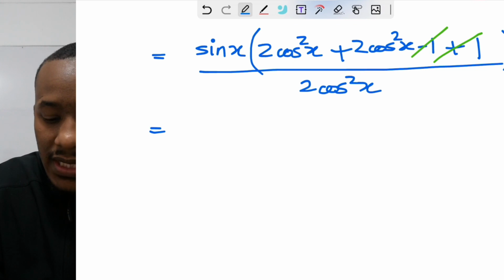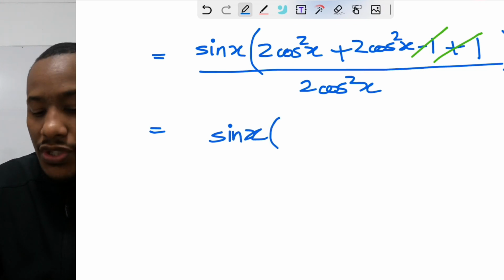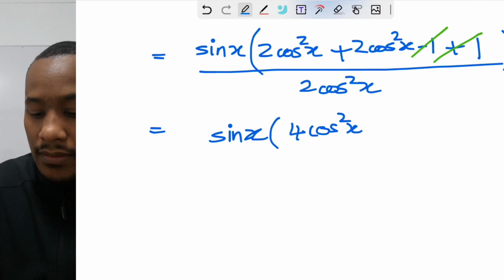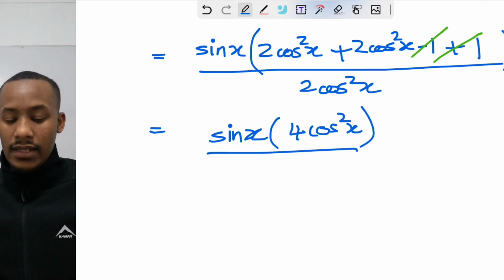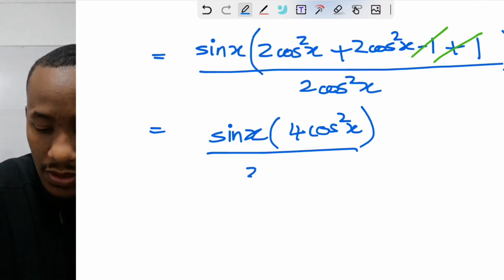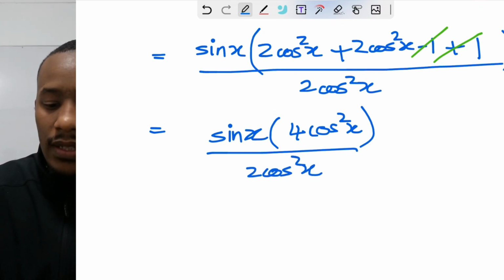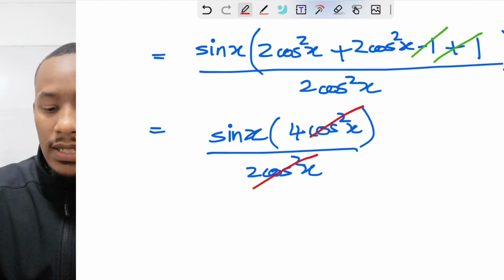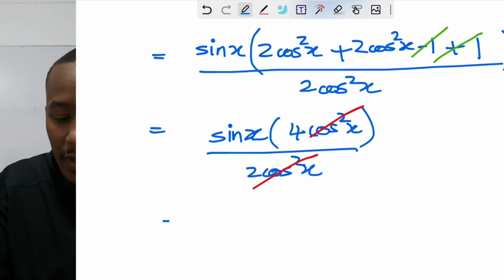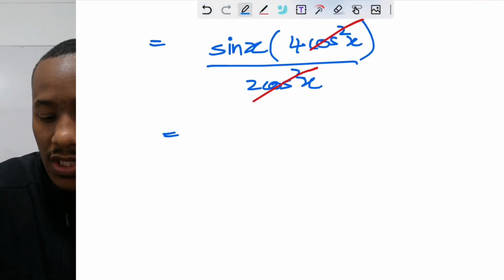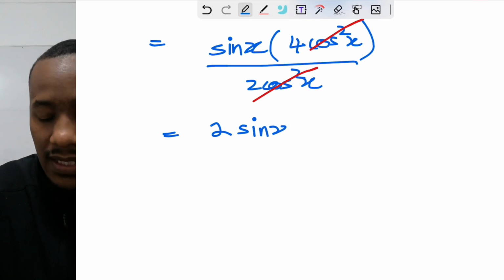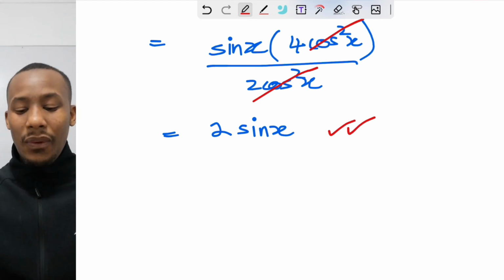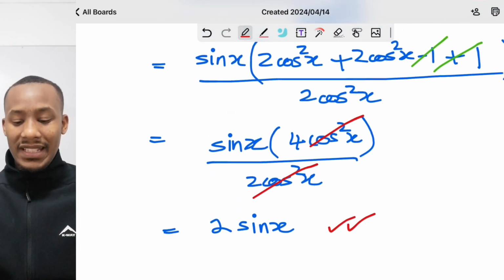Now add up like terms inside the bracket. 2 cos squared x plus 2 cos squared x becomes 4 cos squared x, and this is divided by 2 cos squared x at the bottom. Cos squared cancels with cos squared, and 4 divided by 2 is equal to 2. So this becomes 2 sine x. And that's it, that's your final answer. We simplified it all the way to this single trigonometric ratio.